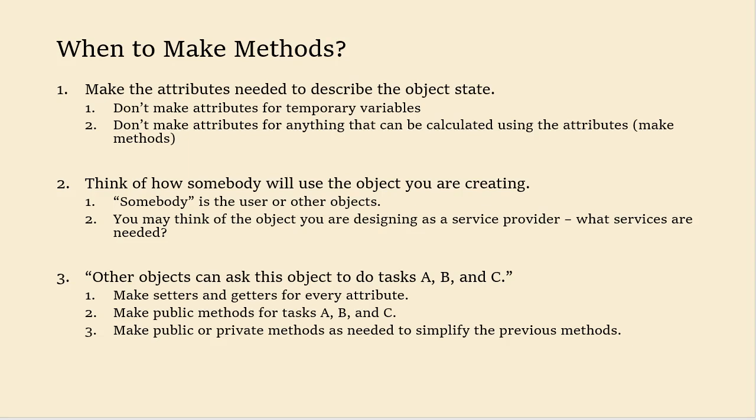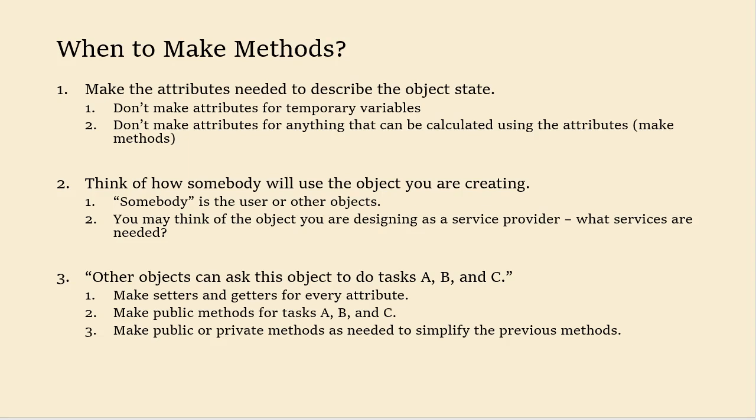Okay, so then you say, hey, okay, I know all my attributes. Then you start thinking about how will this object be used? What do I need it to do? What questions will someone ask of this object? If you think of it as a service provider, what services are needed? Now, other objects can ask the objects to do those tasks. So you want to make setters and getters for every attribute. You want to make public methods for the tasks.